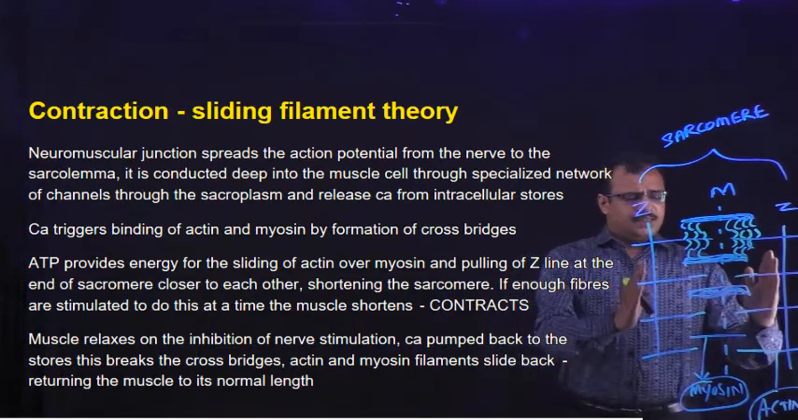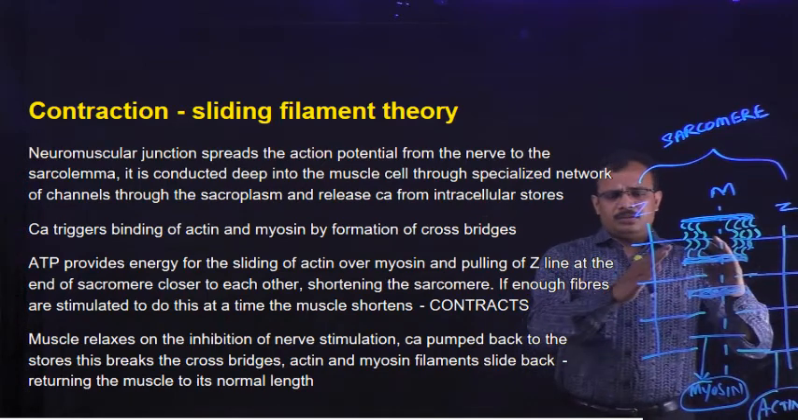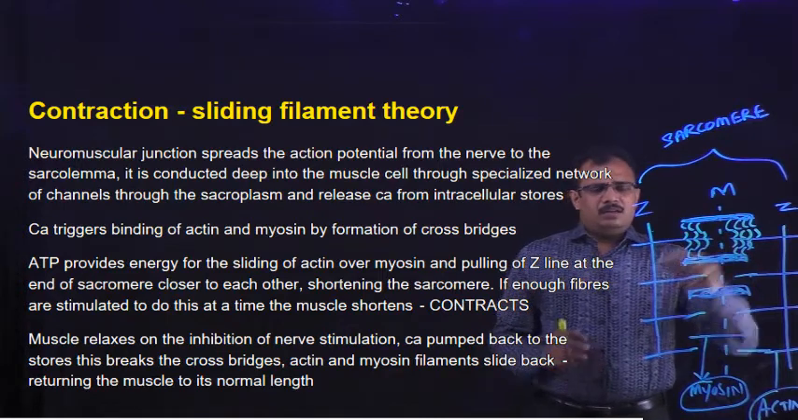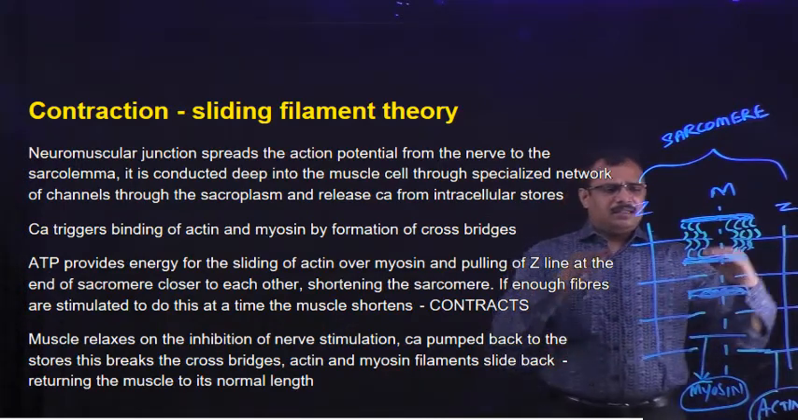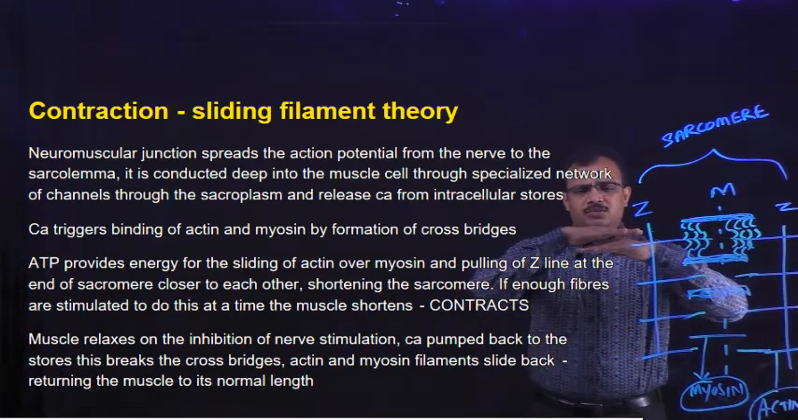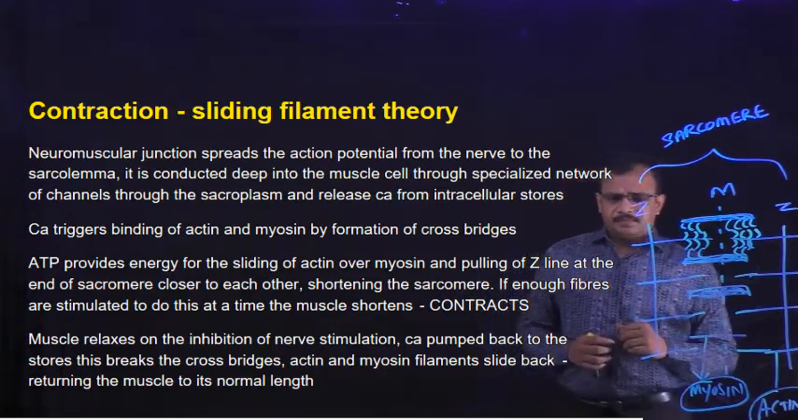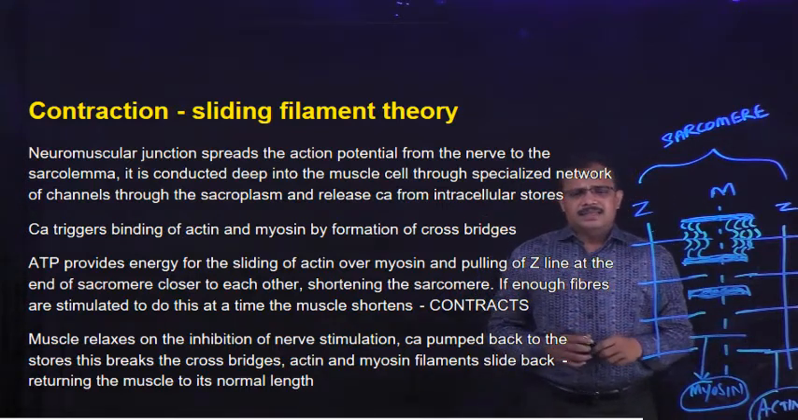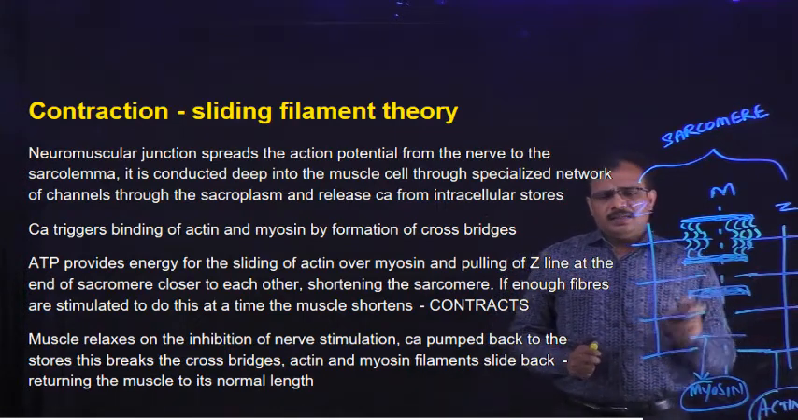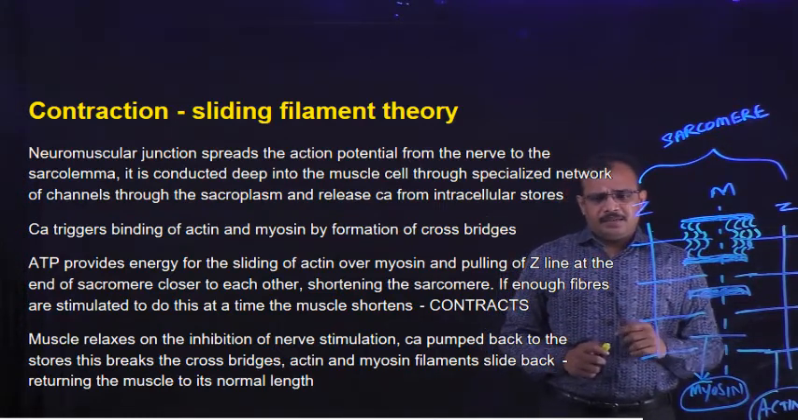This means that the Z lines come together, and this occurs because of the formation of these cross bridges on the actin and myosin filaments, and this contraction will lead to sliding of these two filaments against each other during contraction, and hence this is termed the sliding filament theory. The mechanism that explains the contraction of the skeletal muscle cell is called the sliding filament theory.